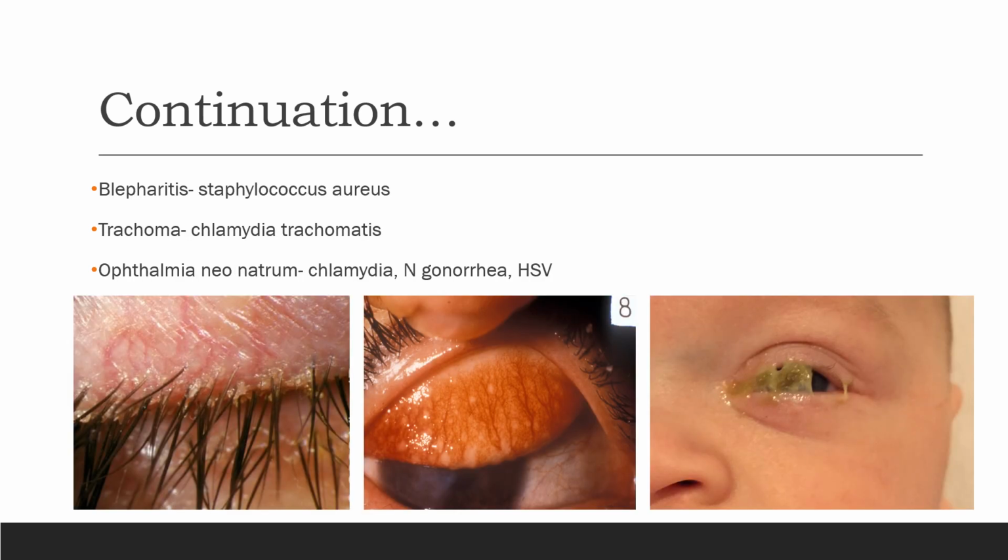Next we'll be learning about blepharitis. Remember, we are going through extraocular infections. We have not yet gone to the intraocular infections. So blepharitis is an inflammation of the base of the eye.